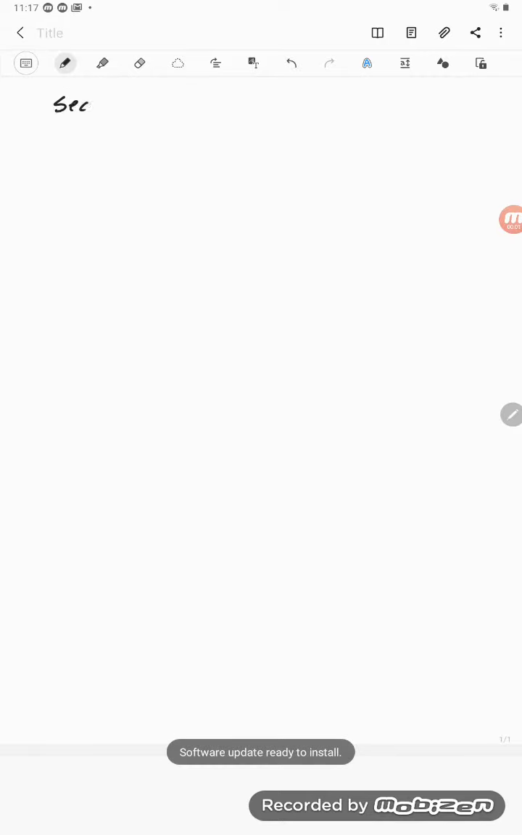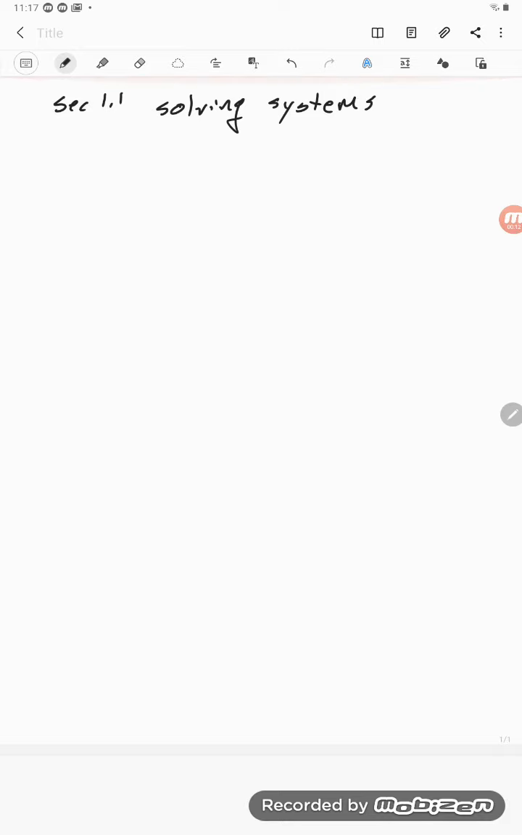All right, this is still section 1.1, and we want to look at solving systems. So their first example is, let me write down their example, 1.1.1. They want to solve 2x plus 3y equals 6.